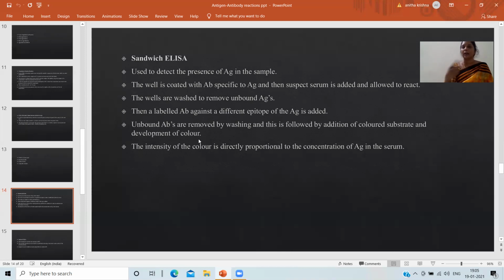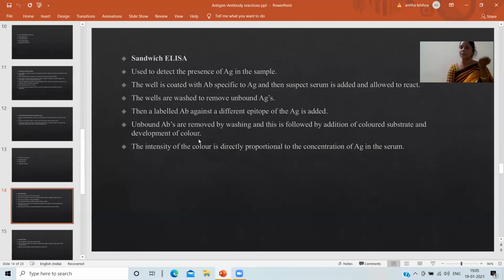So after that, you have to add suitable substrate which is colored, and then you have to allow the reaction to happen. The substrate is catalyzed by the enzyme, and you can see the color change in the reaction. So the intensity of the color is directly proportional to the concentration of antigen in the serum. So what are you doing in your sandwich ELISA?